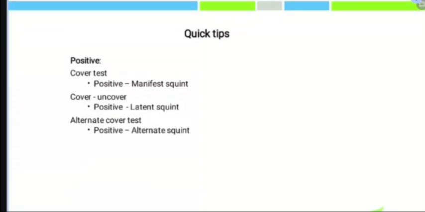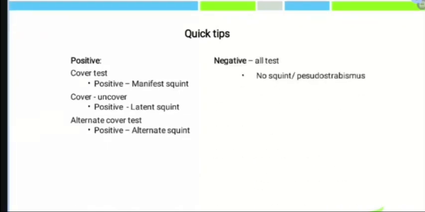So for the quick tips, if in your cover test you get a positive result, it means it is a manifest squint. The patient has presented with manifest squint. If it is cover, uncover, and the patient responds to it, then the patient can be diagnosed with latent squint. If the patient has an alternate cover test, then the patient might have alternate squint. If all the tests are negative, it means the patient might have no squint, or else the patient can end up with pseudo squint.